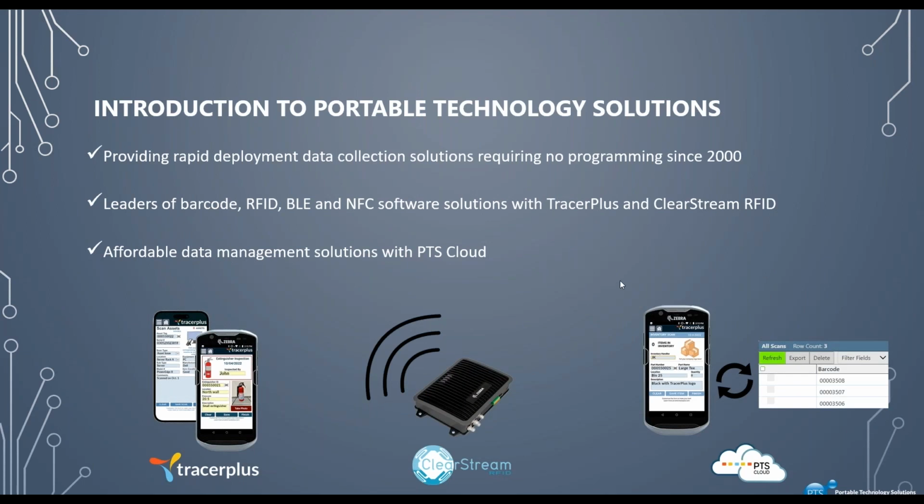A little introduction to Portable Technology Solutions. We've been around since 2000. We develop barcode, RFID, NFC, and BLE scanning software for mobile devices on the Android, iOS, and Windows platforms with our Tracer Plus product. Then we have ClearStream RFID, which is what we'll be talking about today, which connects to fixed RFID readers, as well as Bluetooth gateways for scanning Bluetooth beacons. We also have another platform called the PTS Cloud, a customizable solution that can fully integrate our software to a cloud-based system for data collection. All of our products are no programming involved. They're just set up and go, for mobile applications on iOS and Android, as well as the fixed RFID side with our ClearStream product, which is what we'll be showing today.